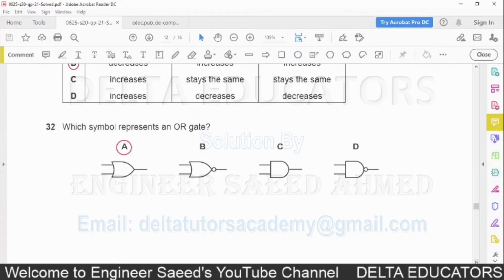Question number 32. Which symbol represents an OR gate? In option A, the symbol given is for OR gate. This B is for NOR gate. This C is for AND gate. This D is for NAND gate. So our correct option is A.